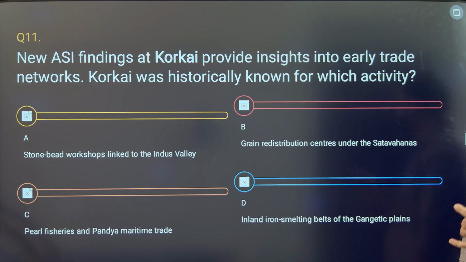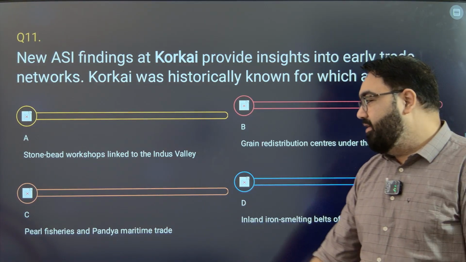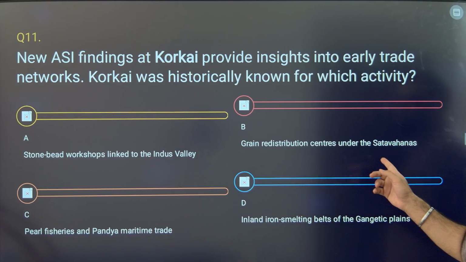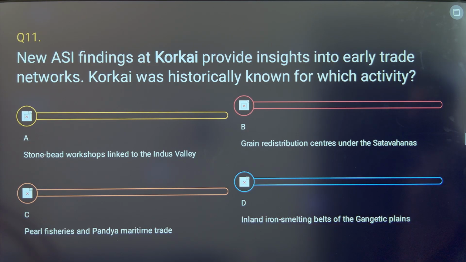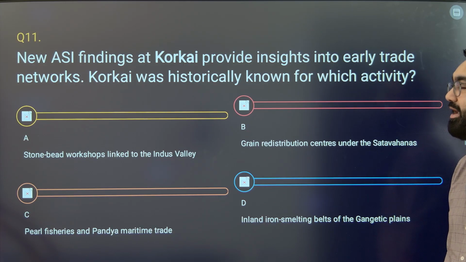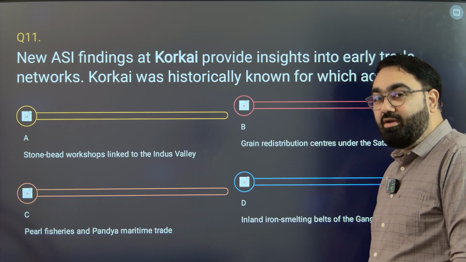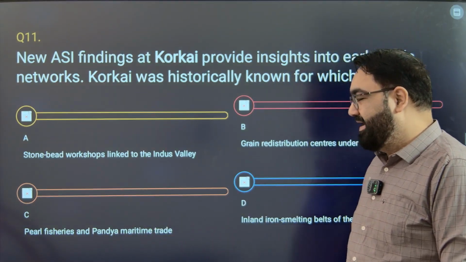Again, it's a question of current plus history. It was stone bead workshops linked to Indus Valley, known for pearl fisheries and Pandya maritime trade, known for grain distribution centers under the Satavahanas, or inland iron smelting belts of the Gangetic Plains. The Korkai place, which is in the news, what was it known for? Tricky question. It was known for pearl fisheries and Pandya maritime trade.